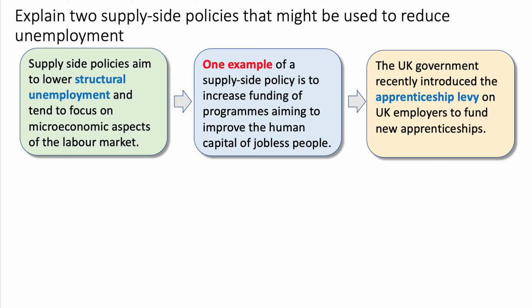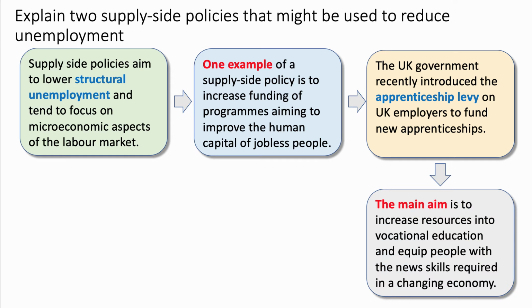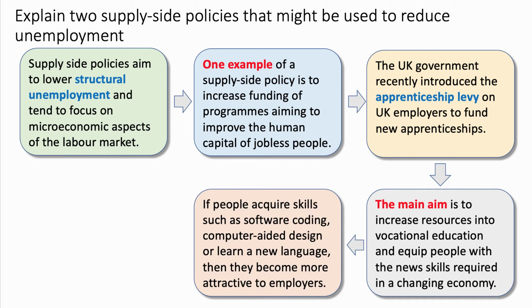Then bring in an applied example. The UK government recently introduced the apprenticeship levy on UK employers to help fund new apprenticeships. The main aim is to increase the resources that are going into vocational education and equip people of different ages, especially the young, with the new skills required in a changing economy.